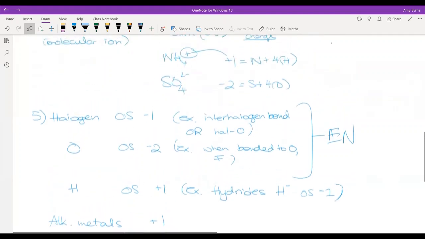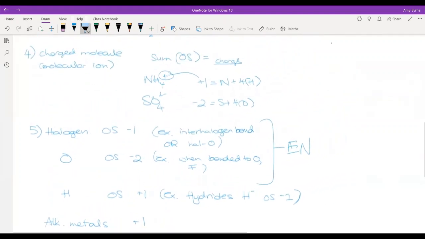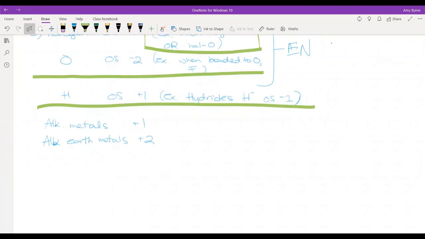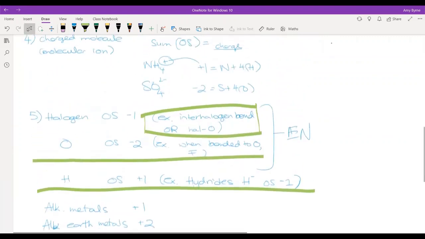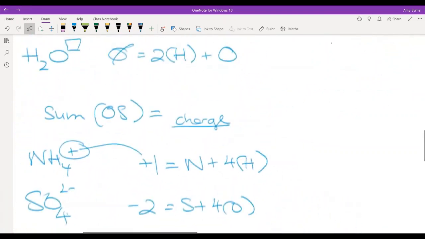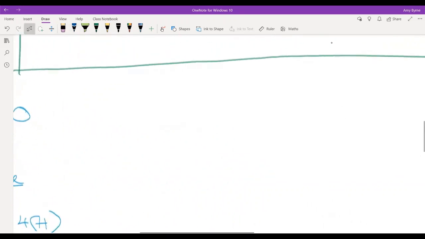So the ones that are going to be most useful for you to just outright memorize are the oxygen and the hydrogen. Halogens are generally pretty obvious, but these exceptions here can get a bit tricky. So let's actually practice it. Let's look at these guys I did earlier. So let's look at NH4+ and work out the oxidation states of the elements in that.